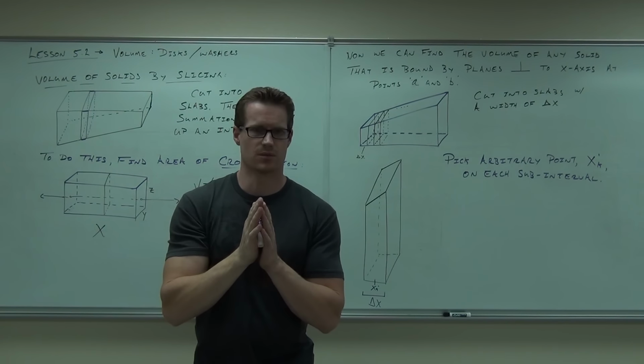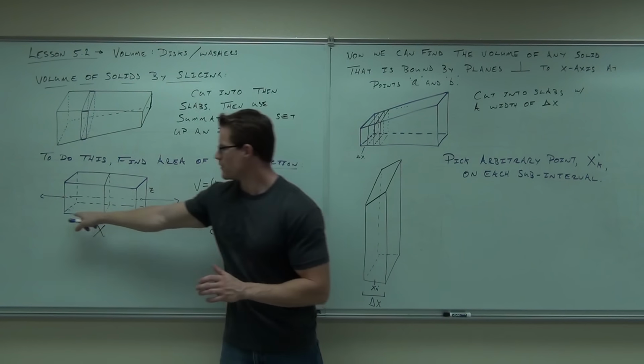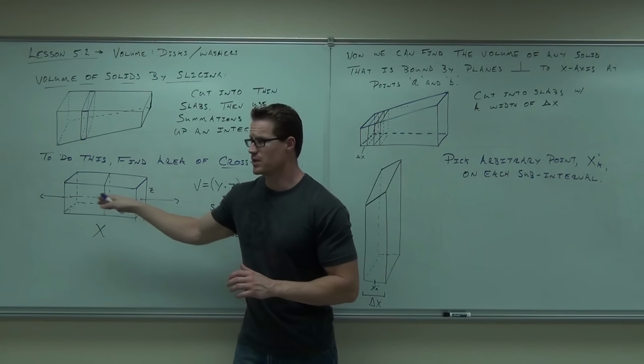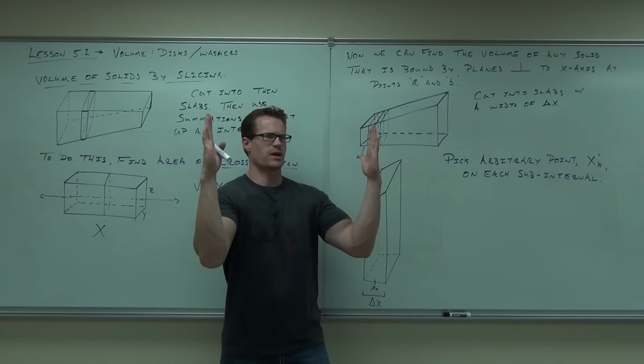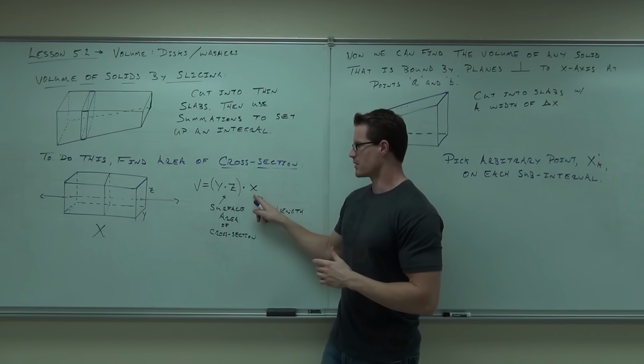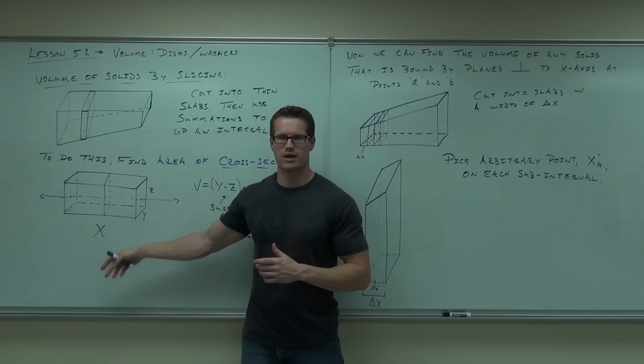Now what I'm looking for here, please watch this. I hope you're seeing the parallels here. What I'm looking for here is not the width. The width is going to be easy. The width is going to be from A to B because it's bound by planes like this. This is not what I'm worried about. What I'm worried about is this part. This part is my cross-sectional area.